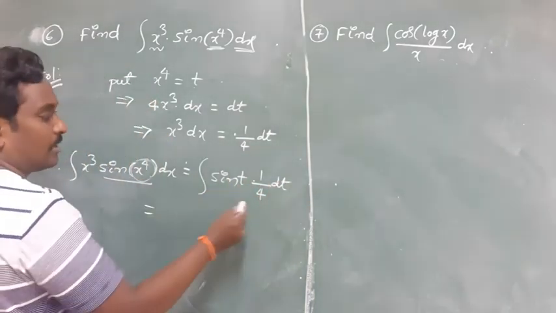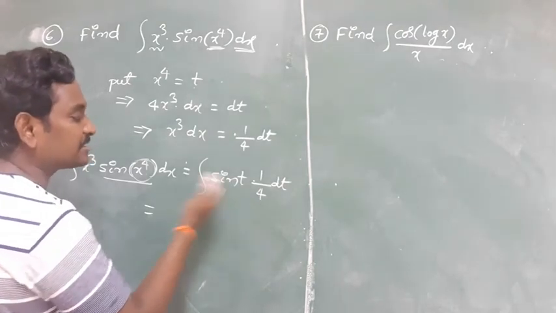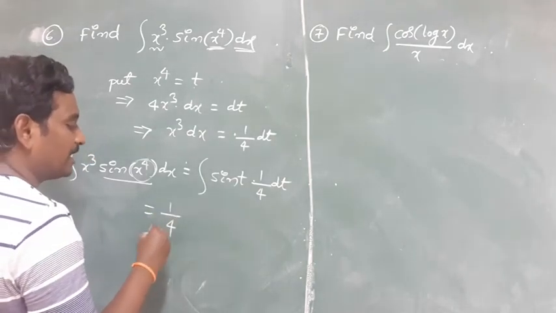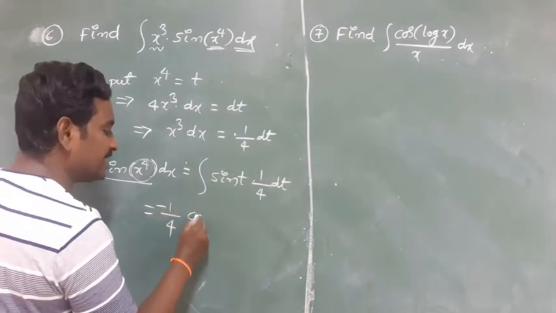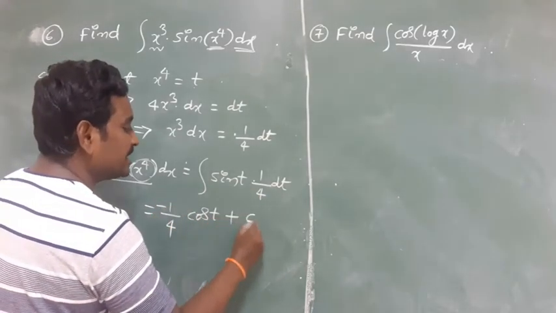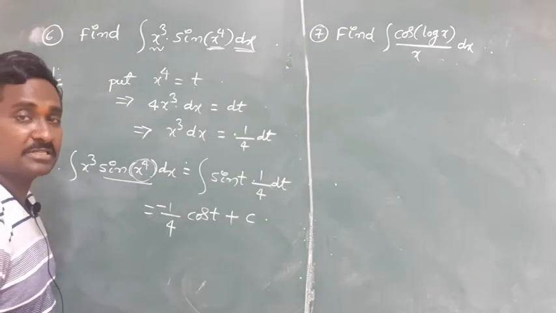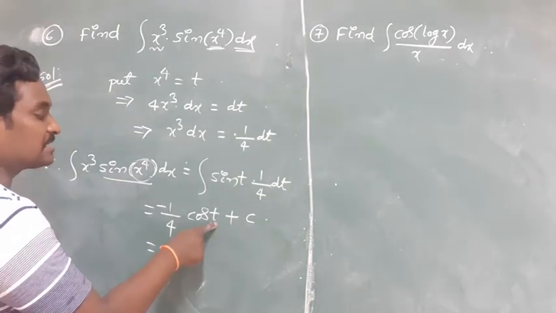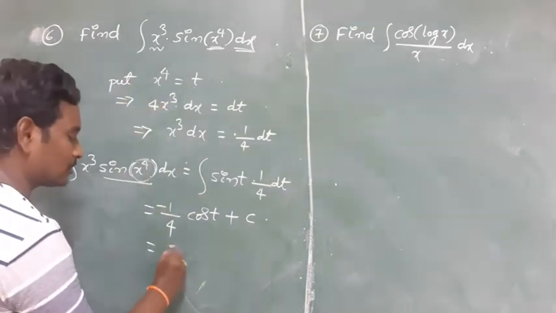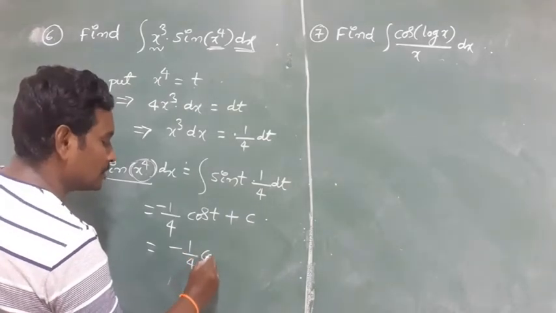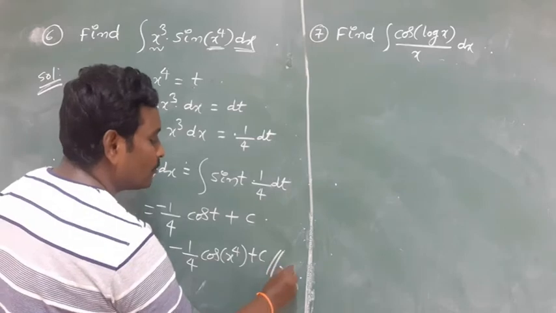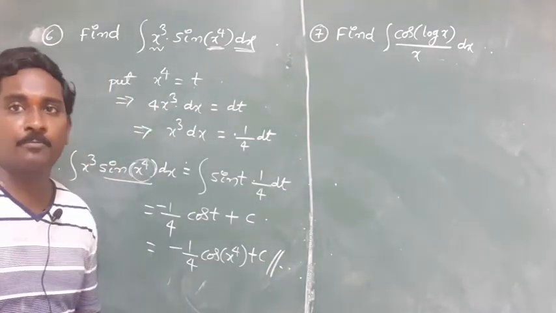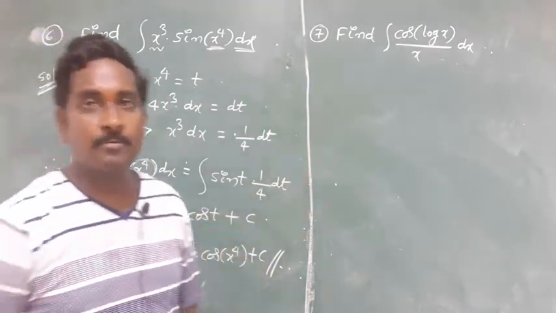So 1 by 4 is the constant term, take it outside from the integration, and the remaining term is integral sin t dt. What is the integration of sin t? Minus cos t. Integration is over, that's why add constant c. Finally replace the value of t by x power 4. So minus 1 by 4 into cos of x power 4 plus c. In this way we can complete the problem. Please see the next problem.